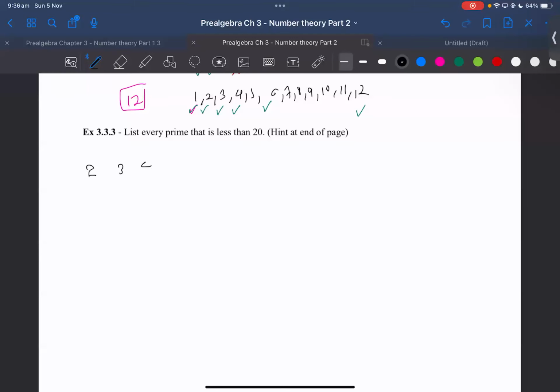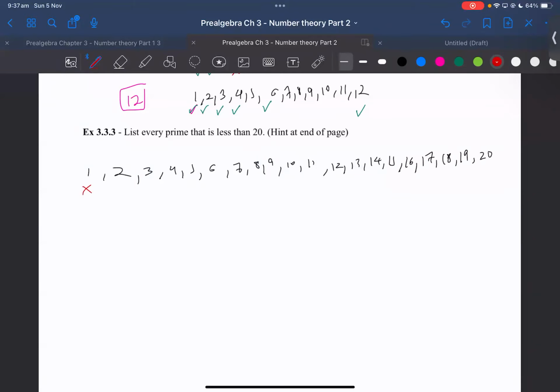Actually, you know what? I'm going to list the numbers. I'm going to circle the ones that are prime or not. 1, 2, 3, 4, 5, 6, 8, 9, 10, 11, 12, 13, 14, 15. No. Only one factor is not prime, so no. So 2, 3, 5, 7, 11, 13, 17, and 19. Very good. These are the ones.